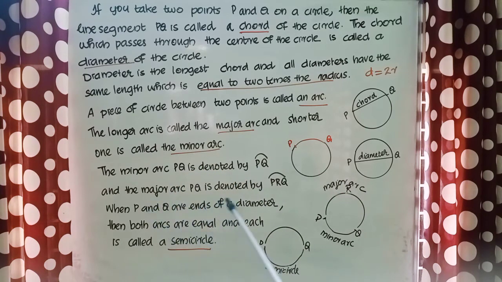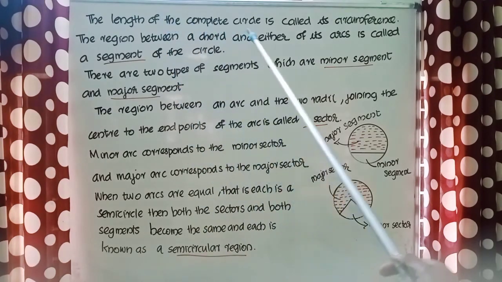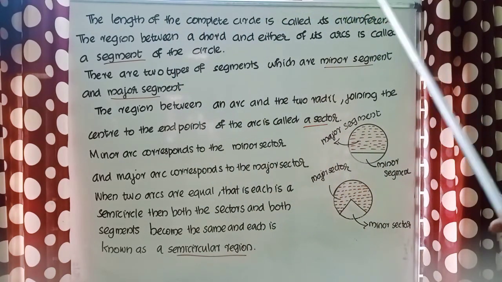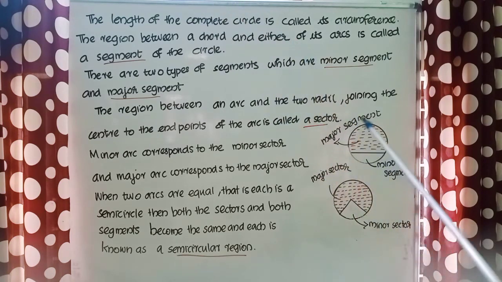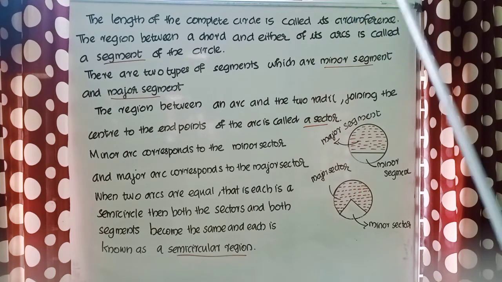When P and Q are ends of a diameter, then both arcs are equal and each is called a semicircle. Here also you can see 2 arcs, but both endpoints are the endpoints of the diameter. So both arcs are equal and each part is called a semicircle. The length of the complete circle is called the circumference. The total length of the boundary of the circle is called the circumference.